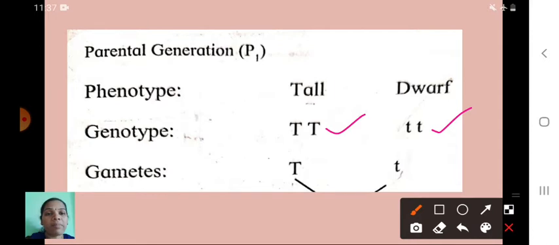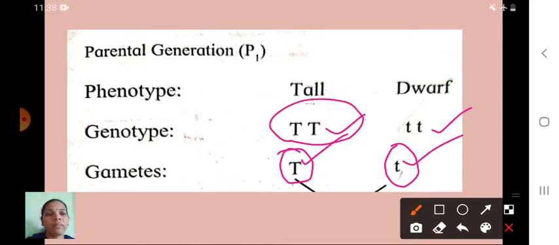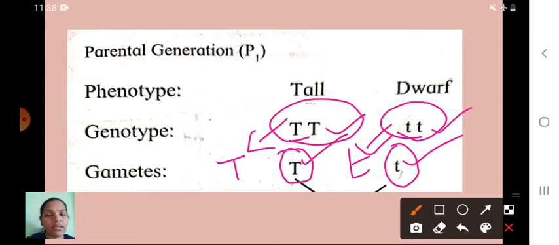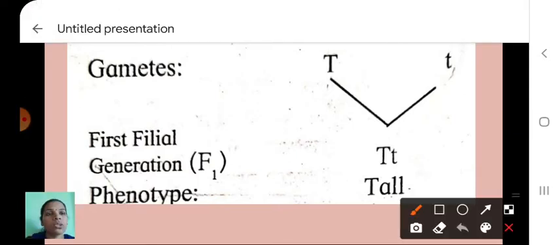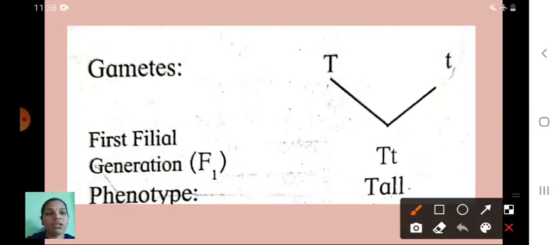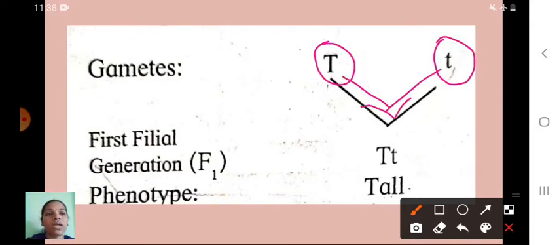And the next one is gametes are formed. See here, capital T and small t. From one parent the gamete formed is capital T, and from the other parent the gamete formed is small t. Gametes are formed from the parents. During fertilization, two gametes are involved and fusion happens. So this is the first filial generation, that is F1.